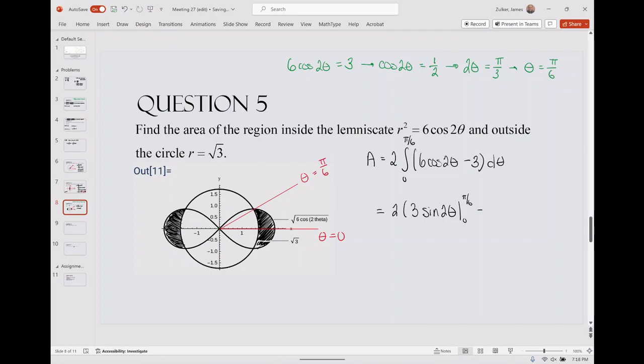Three from 0 to pi over 6. It's pi over 2. So sine of 0 is going to be 0, so it's going to be something minus 0. What is 2 times pi over 6? Two times pi over 6. Yep, pi over 3. What's sine of pi over 3? Square root of 3 over 2, times 3? There's the area: 3 root 3 minus pi.